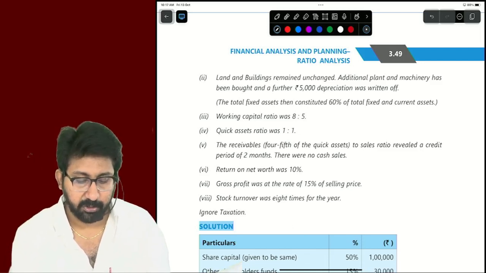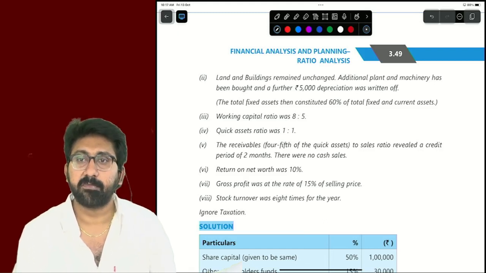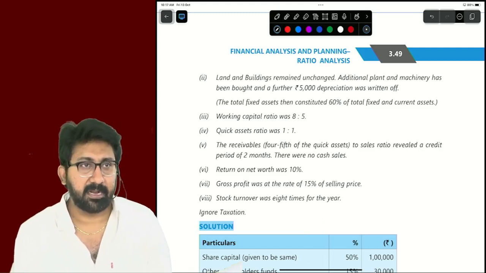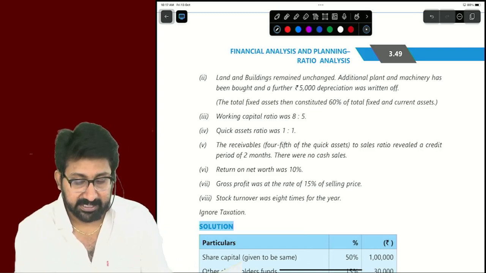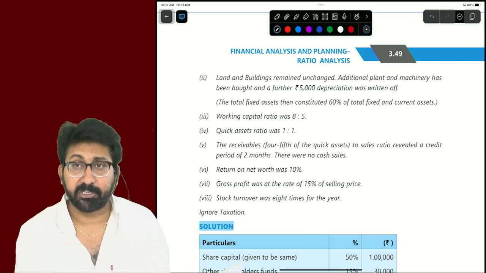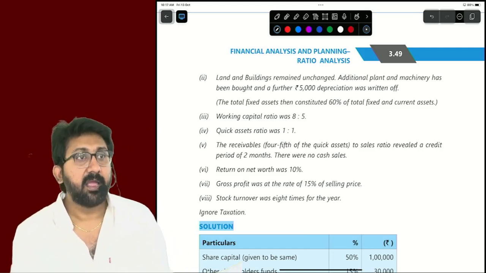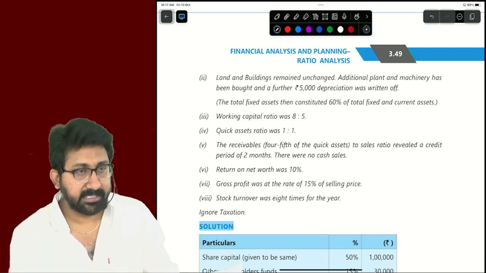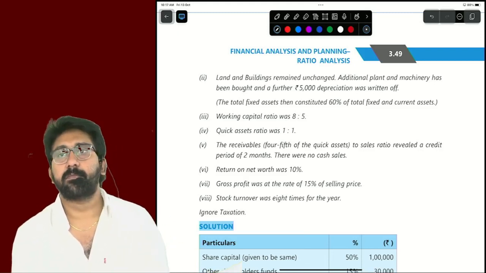Total fixed assets then constituted 60% of the total fixed and current assets. Working capital ratio. What do you mean by working capital ratio? Current assets by current liabilities. Okay. So this is the existing working capital ratio, and this is the changed working capital ratio after the company went for reorganization.